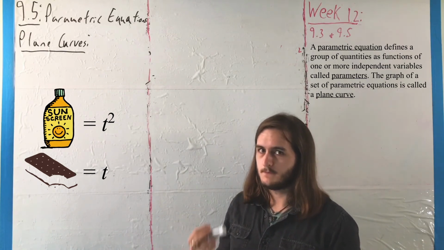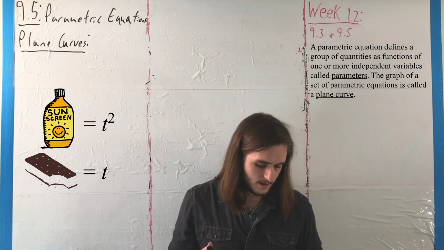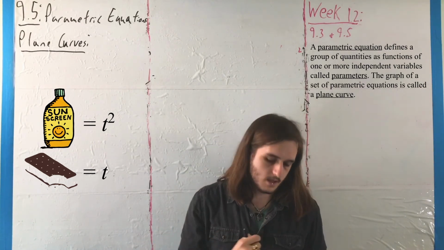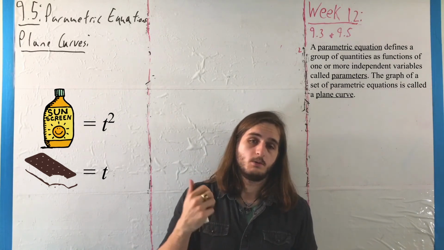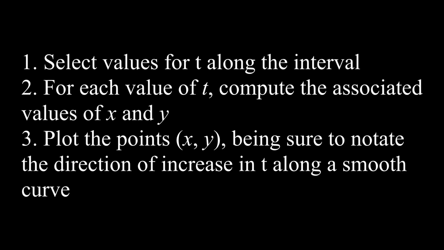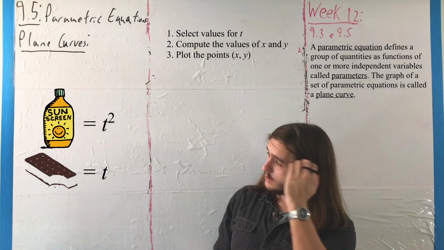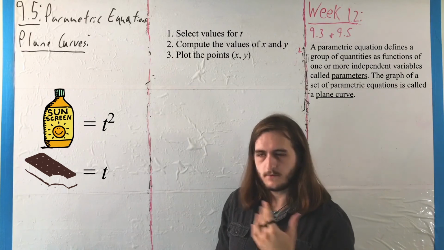And for our purposes, usually when we look at these problems, we're going to have that x is given by some function f of t, y is given by some function g of t, and we want to talk about graphing them. Where to do this, we have a pretty basic process where we select the values for t along the interval and usually pick the most obvious ones. We'll see what that means with an example. Then, for each value of t, we compute the associated x and y coordinates, and then we plot the points x, y, where we want to be sure to notate the direction of increase that happens for t along a smooth curve. And the next thing we're going to look at here is, again, just a quick example for how this comes together.